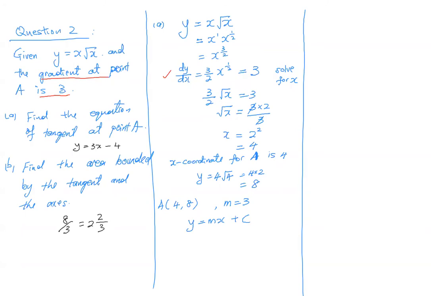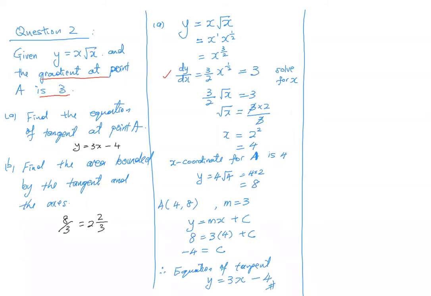Okay, so I sub. Y I put as 8. M I put as 3. X I put as 4 plus c. So my c will be equal to -4. So therefore the equation of tangent is y equal to m, I know, x is a variable, plus c. The c is -4. So done.